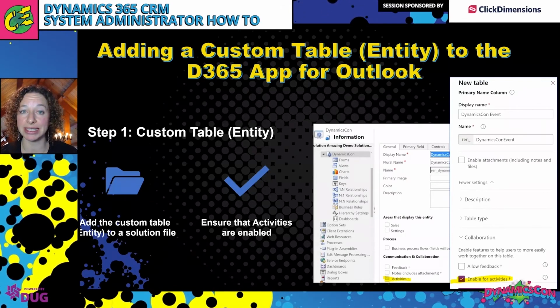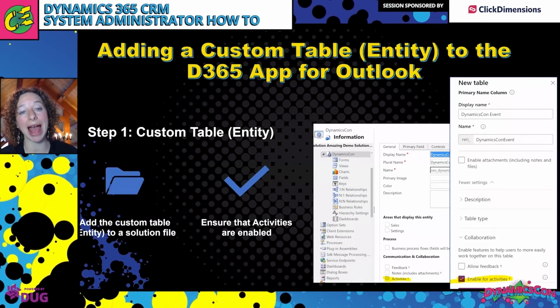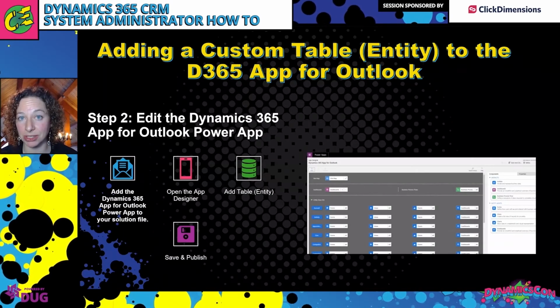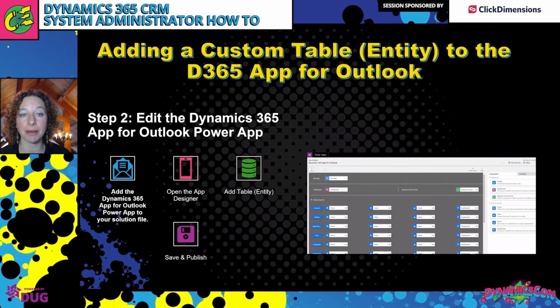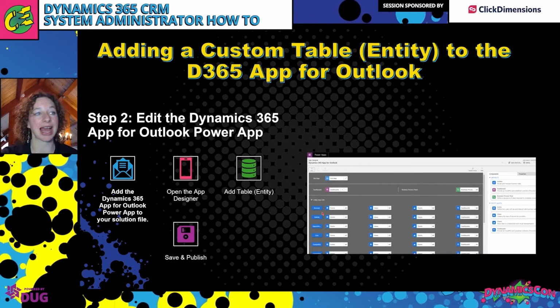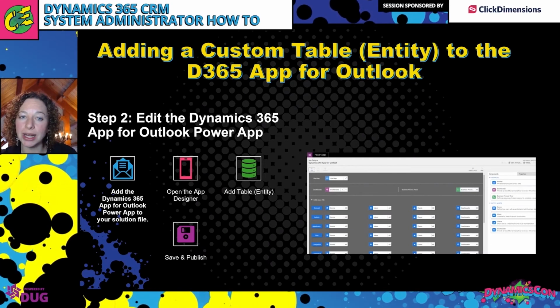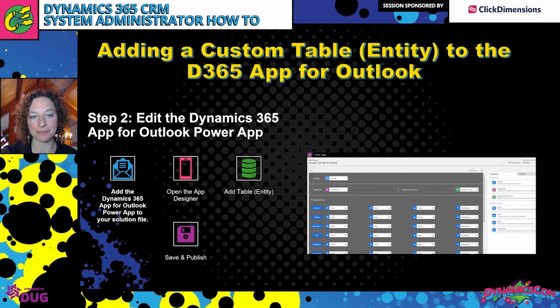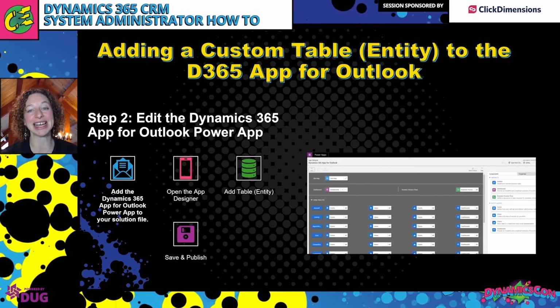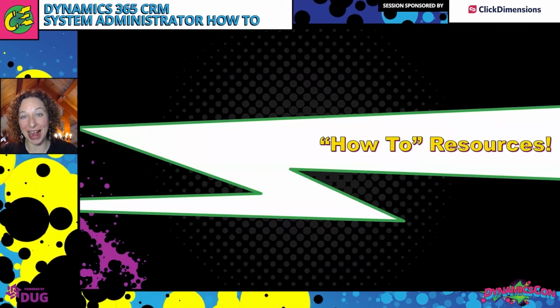After those two things have been done, you're going to make sure you add the Dynamics 365 app for Outlook model-driven app to your solution. Open that up, and all you have to do is edit your sitemap. In your sitemap, you're going to have to add that new custom table, that entity that you want. Again, I have some notes on that. Sorry, I'm running through these quickly.